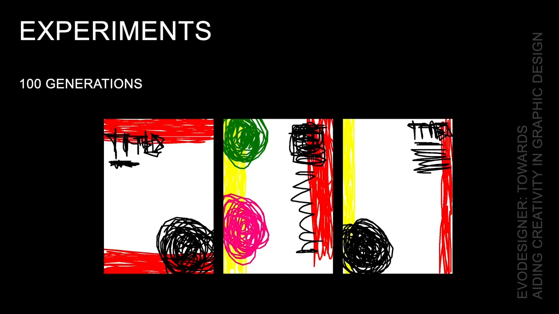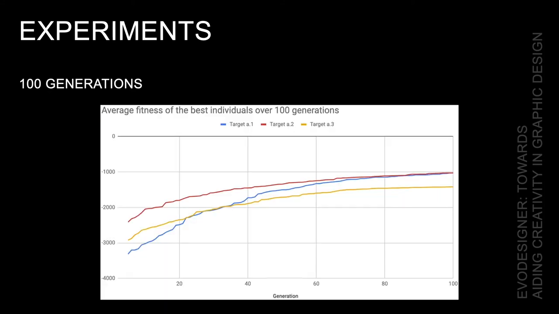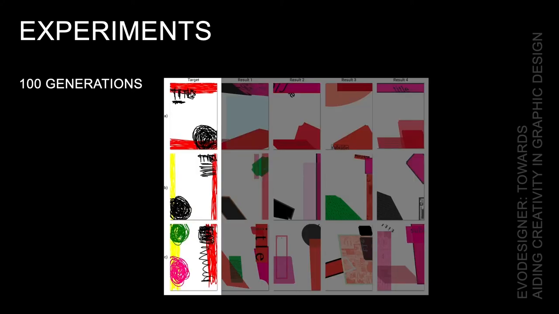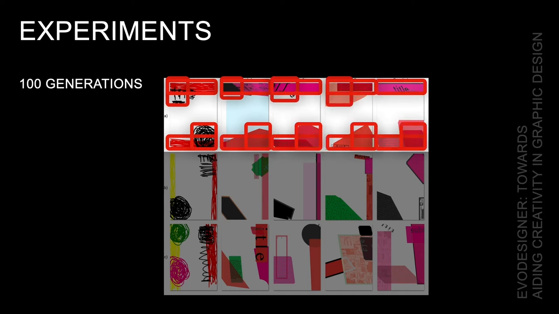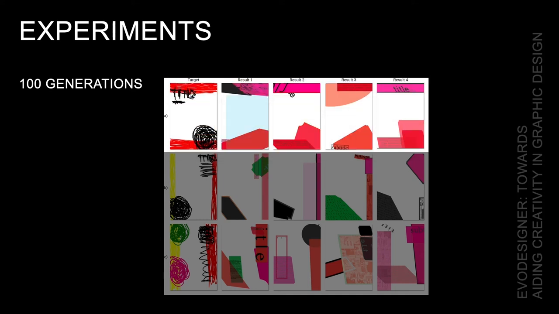And we've targeted the sketched posters. For each of those targets, here we can see the average fitness of four runs of the best individuals of each generation. So it has improved and almost stagnated. And regarding phenotypes in the figure, you can see the results for the four different runs. Here, using the first sketch as the target, we can see the balance is quite similar, and so are the colors.